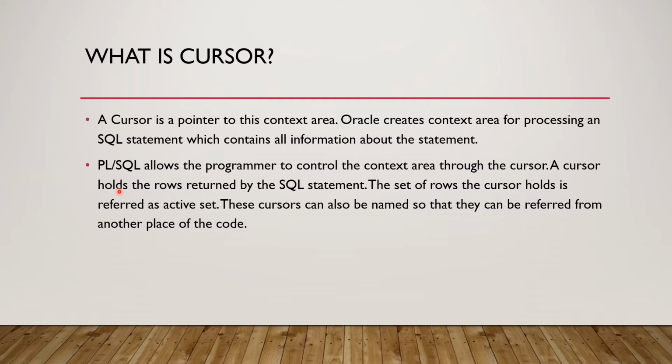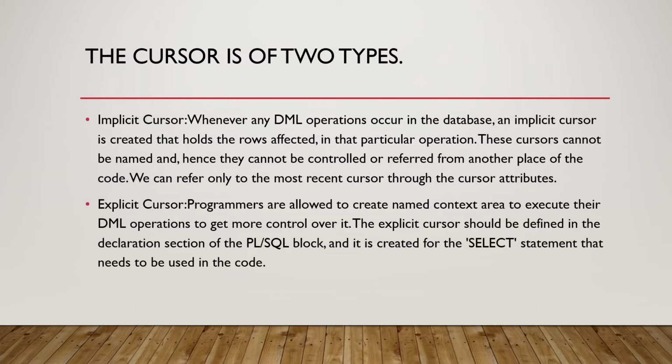A cursor holds the rows returned by the SQL statement. The set of rows the cursor holds is referred to as the active dataset, right? These cursors can also be named so that they can be referred to from another place of the code. It's very clear, the concept of a cursor is very simple. Why do we need a cursor and what does it mean? The cursor is basically a work area which is used for internal processing by the Oracle engine when we issue any kind of SQL statement, right?